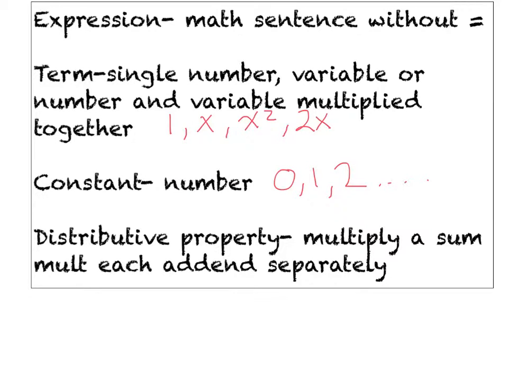And then finally, we're going to be talking about the distributive property, which is a property that enables you to multiply a sum by multiplying each addend separately. So we'll be looking at problems where there is a number sitting in front of possibly two terms that we're going to have to multiply to both.